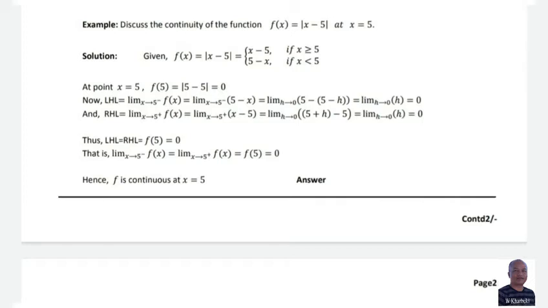So continuity means, in simple words, the continuity of the graph, whether the graph of the function has any gap at x equal to 5, where x equal to 5 is a number on the x-axis, and our aim now is to check the continuity of the function at x equal to 5.